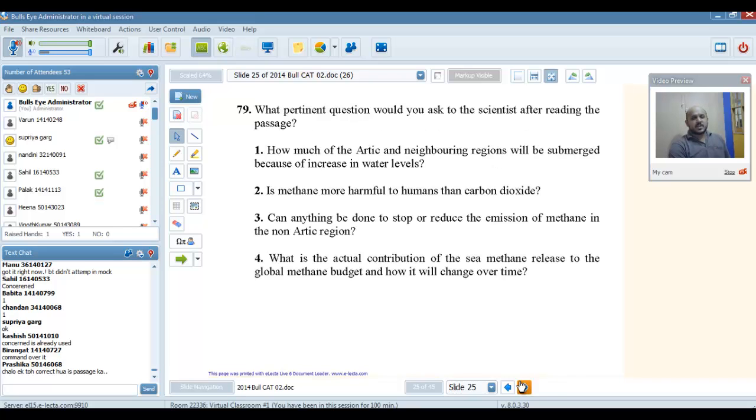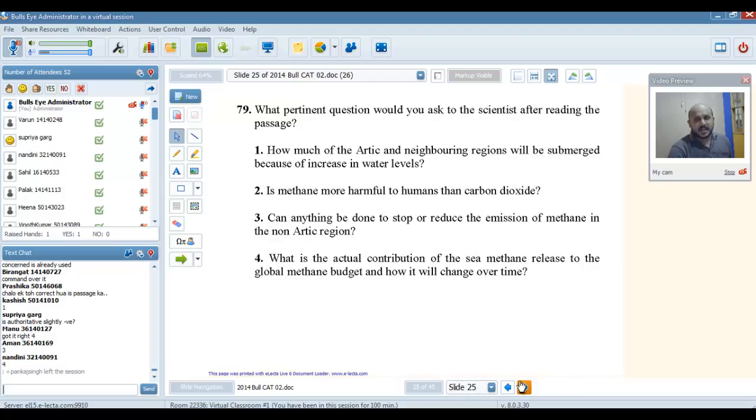Last question, question number 79. Which pertinent question would you ask the scientist after reading the passage? Supriya, at times authoritative can be used negatively. It's a word which can be used in both contexts. At times you should be authoritative when you've got to set the record straight. So it has both implications, positive as well as negative. Depends on how you use it.